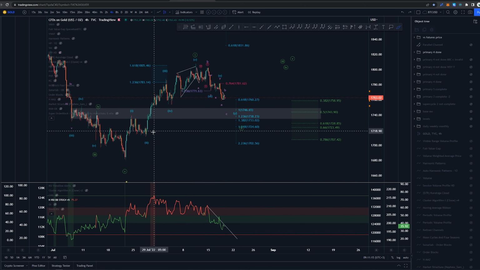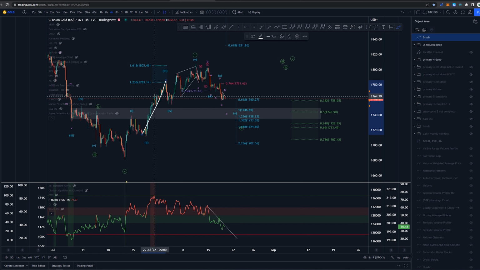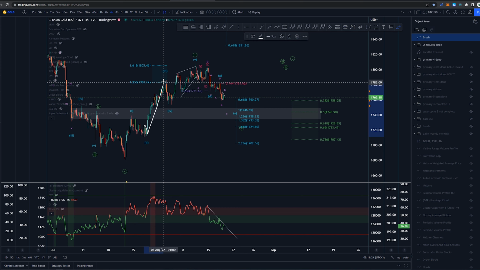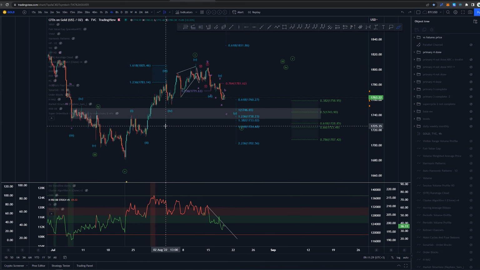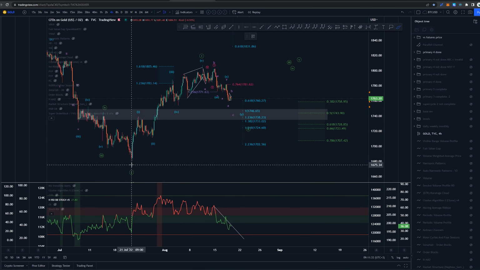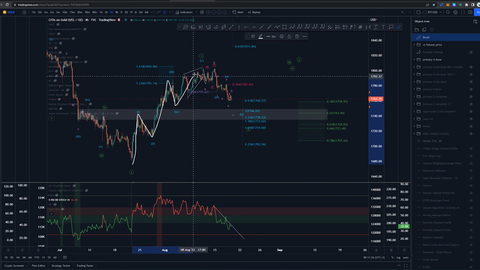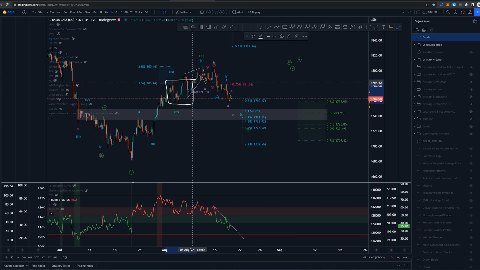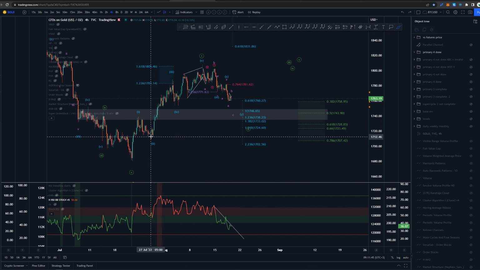If I am trying to make this structure into a wave 3 in its smaller structure, like we would have this as a 1, 2, 3, 4 and 5, then this possible wave 4 compared to this wave 2 here would be very out of proportion. So that's why I'm still preferring this as a 1, 2, 3, 4 and 5. Now, we have to acknowledge that this still looks like wave 4, even if it would be in that other degree as I mentioned.